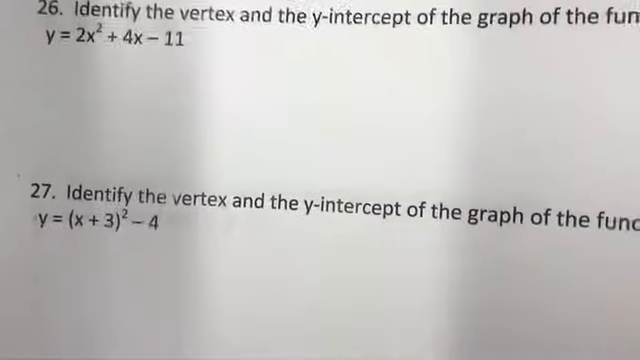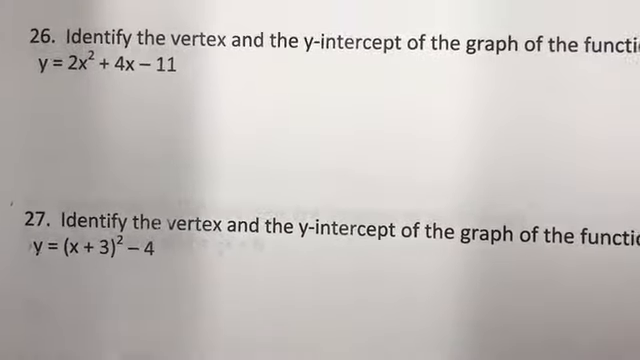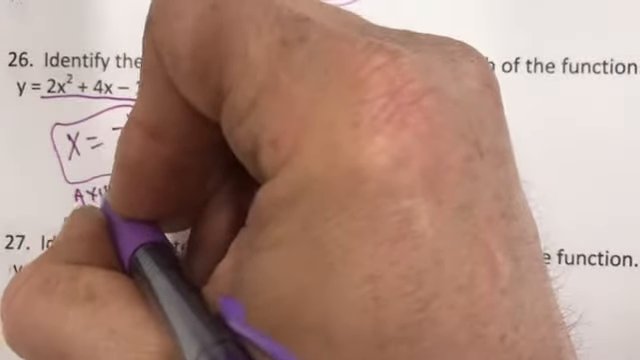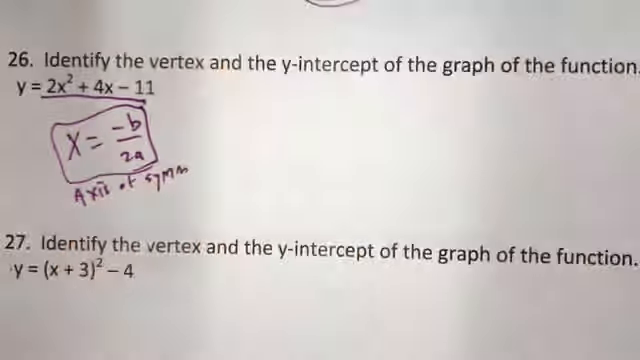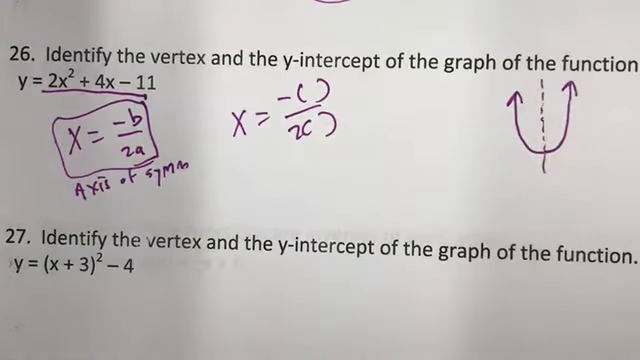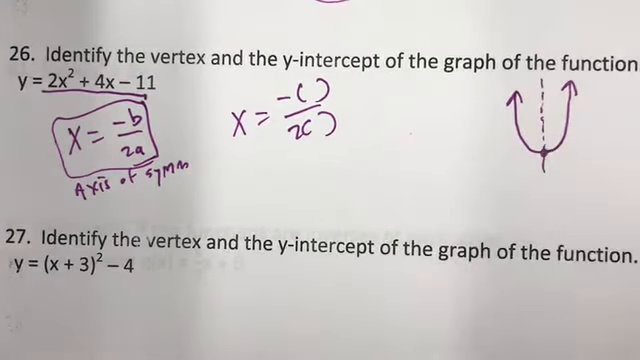Okay. On this one, identify the vertex and the y-intercept. Right here, this is in standard form. So what I'm going to have to do is use x equals -b over 2a. This tells me the axis of symmetry. What I mean by axis of symmetry, this is going to make a parabola. The axis of symmetry is right down the center of it, which is where the vertex is.